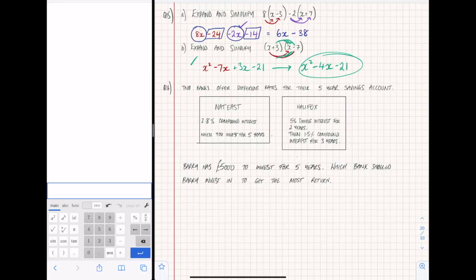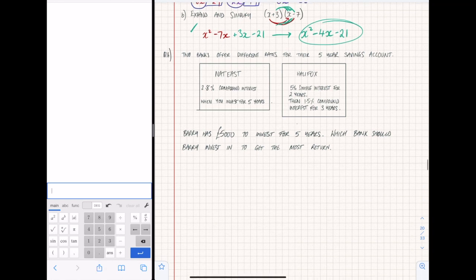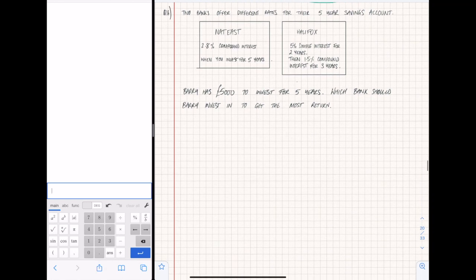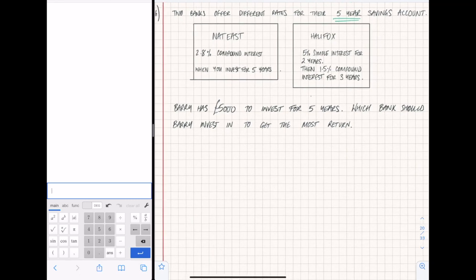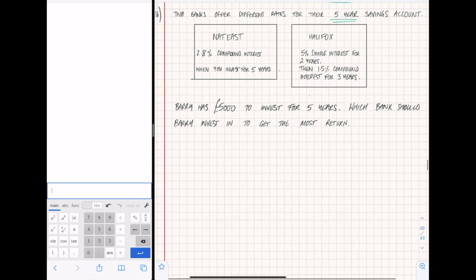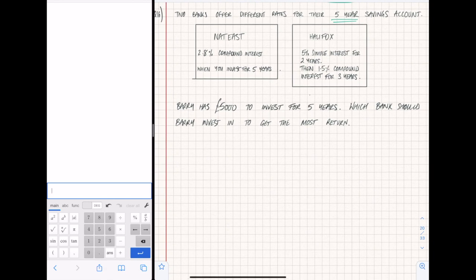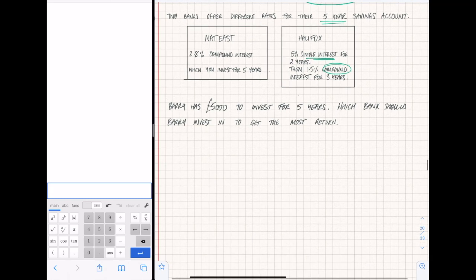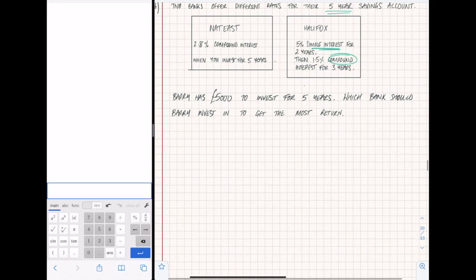So question 16 here, you can see I've got the calculator up ready already because what we've got is some compound interest stuff. So we're going to need the calculator for this. So 2 banks offer different interest rate for the 5-year savings account. So we've got Nat East, 2.8% compound interest when you invest for 5 years, and Halifax, which is 5% simple interest for 2 years. And then 1.5% compound interest for 3 years. So there's a bit of a difference here. We've got simple interest and we've got compound. So Barry's got £5,000 to invest for 5 years. Which bank should he invest in to get the best return?